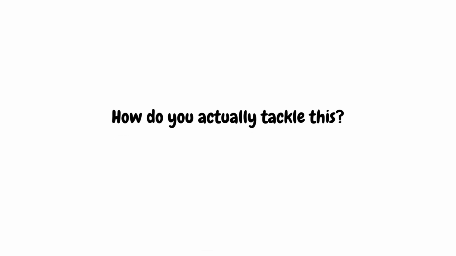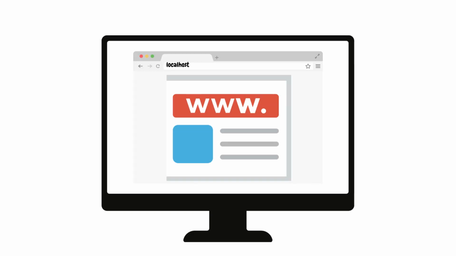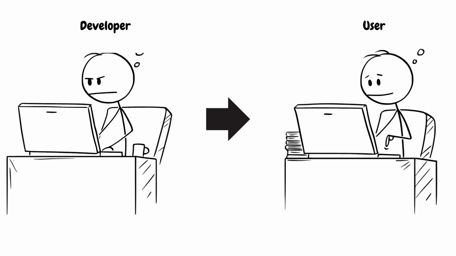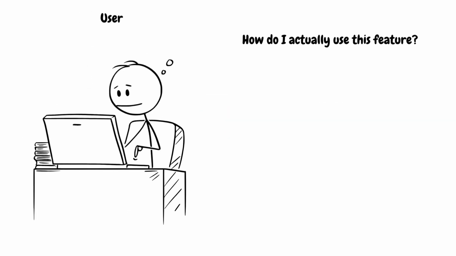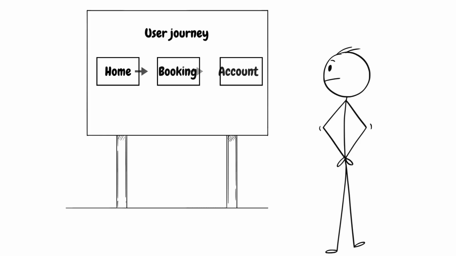So how do you actually tackle this? Once you set up your local environment and have the application running, first thing you should do is understand what the application you're working on actually does. This means thinking of it from a user point of view. How do I actually use this feature, for example? Or what does the API actually return? This gives you a larger picture and enables you to understand the responsibility of the code.